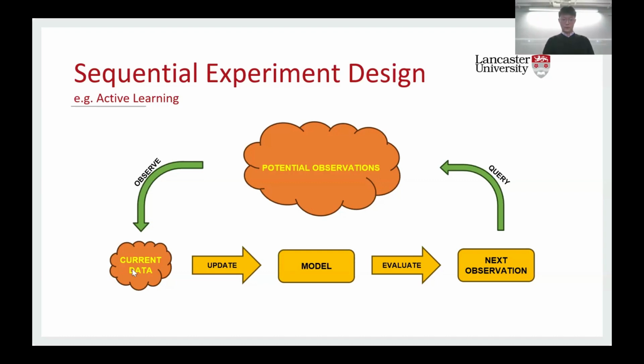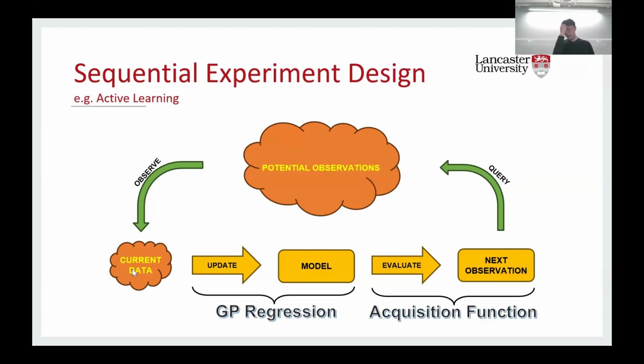And more concretely, this update model part will be using Gaussian process regression for its computational ease and because it can give us a lot of uncertainty measures about different locations. And then we will come up with nice acquisition functions to tell us how good a potential observation location is, subject to our current knowledge.